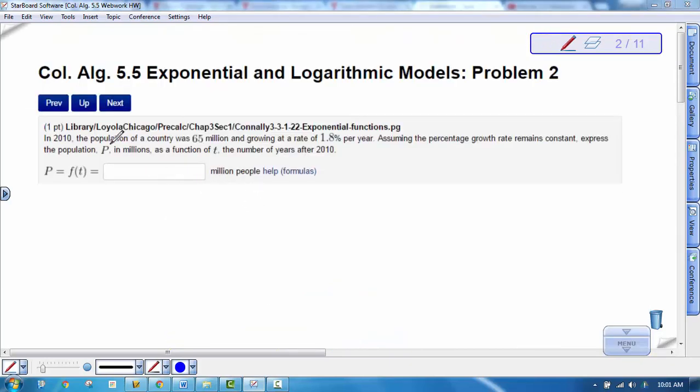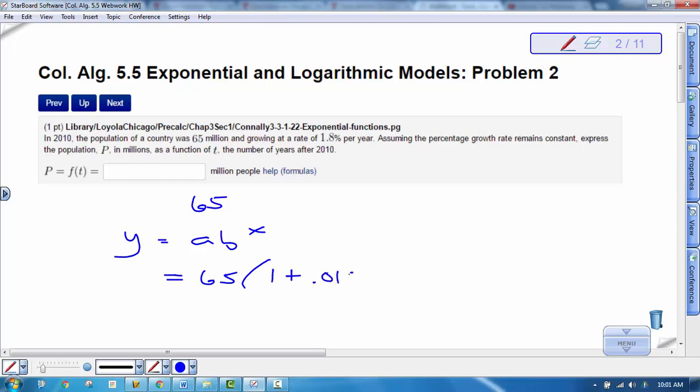Okay, the next problem says in 2010 the population of the country was 65 million. So let's just use millions. So we start with 65. Now I'm going to use y equals a b to the x. That's our starting amount. Our growth rate is 1.8%. So keep in mind that's 1 plus 0.018. So it's really the 1 plus r that is our b. And then raised to some amount of time after 2010 gives us our amount.